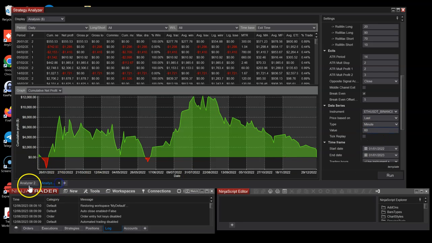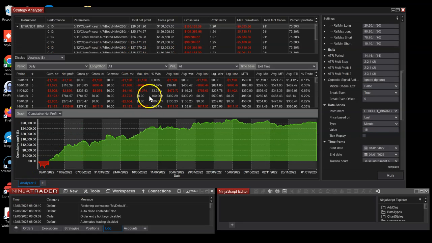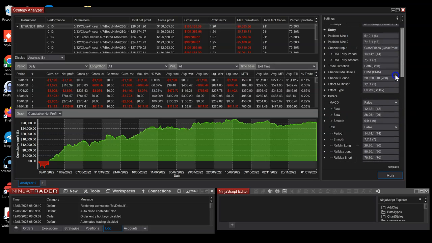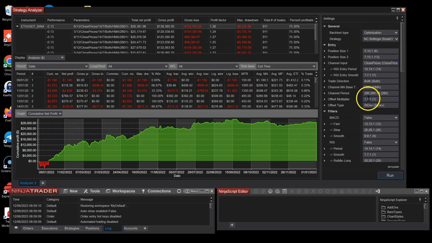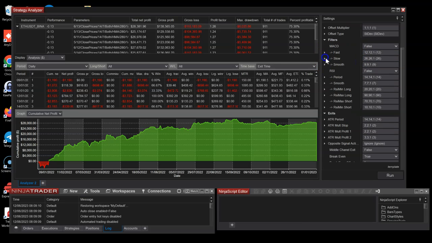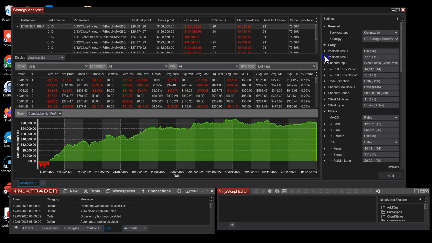Okay, all right, so let's go ahead and look for some more things to experiment with. So we've tried optimizing the position size. So we're going to stick with 6 and 13. So this is going to be 6, right? This is going to be 13.